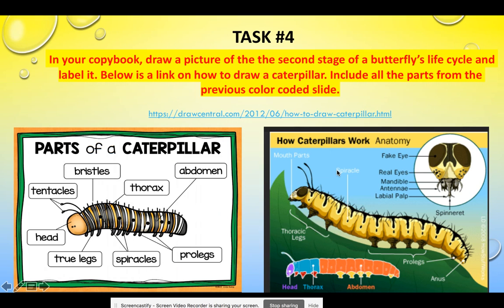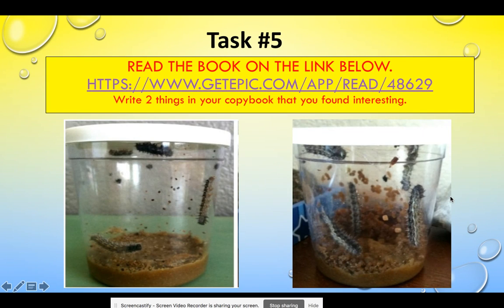Go back into the PowerPoint here. This information here, they have the real eyes, they have the fake eyes. They look like it, but their real eyes are in here. Okay, their mandible, antenna, and labial palp. All right, here's a picture of the cups. All right, we've talked about these.